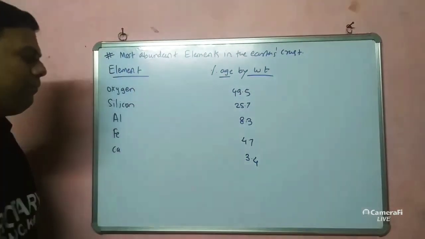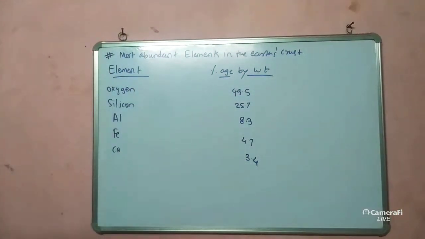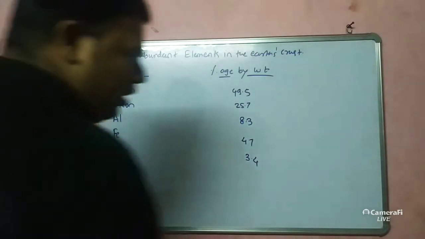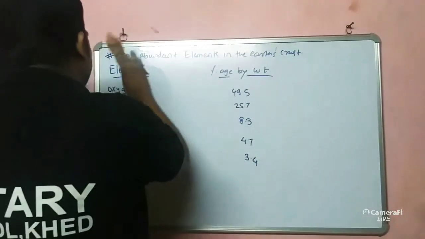So these are a few elements, and what we are discussing there is abundance. Okay. So write down all this content carefully, whatever the most abundant elements in the earth crust. I hope you wrote this.